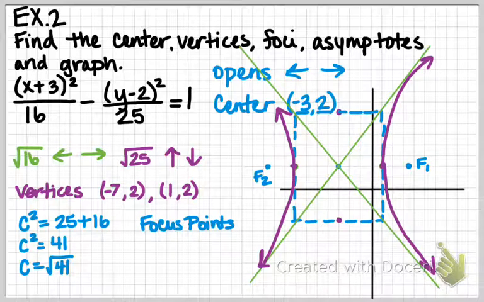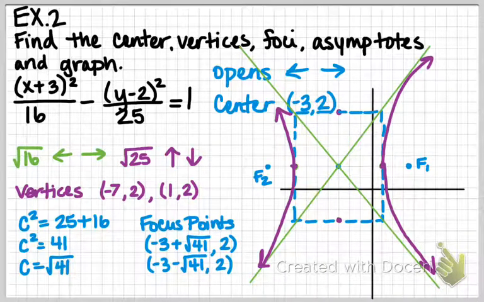So my focus points are from the center, left and right, the square root of 41. So I'm going to add and subtract the square root of 41 to the x-coordinate of my center. Negative 3 plus square root 41, comma 2, and negative 3 minus square root 41, comma 2.